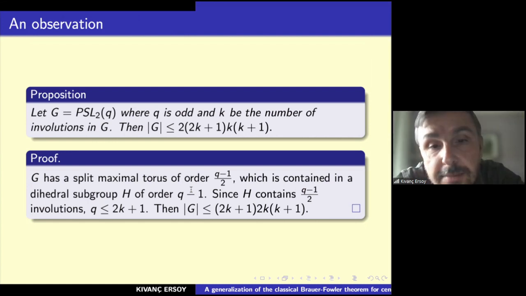G has a split maximal torus of order (q-1)/2, which is contained in a dihedral subgroup of order q-1. And dihedral groups have many involutions. How many? (q-1)/2 involutions. So (q-1)/2 is less than k, so q is less than 2k+1. Therefore, the order of PSL2 is less than (2k+1) times 2k times (k+1).